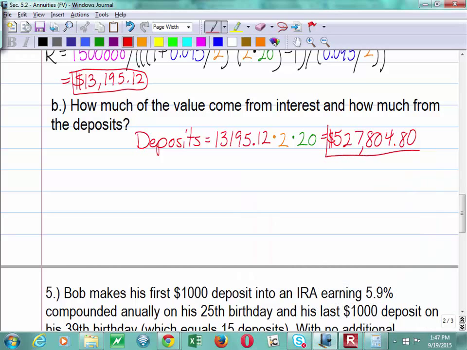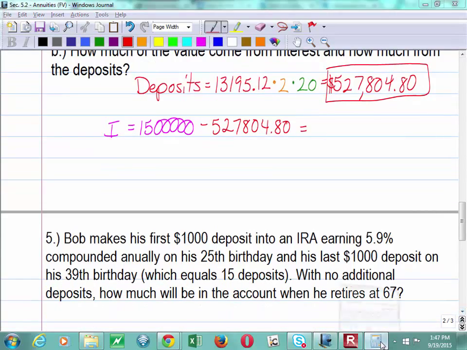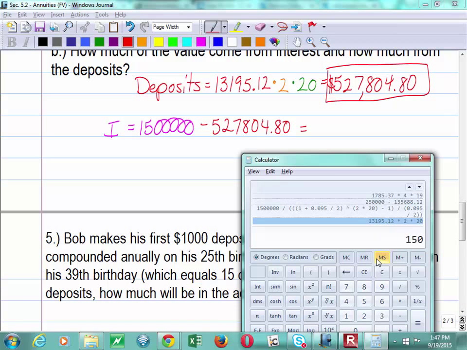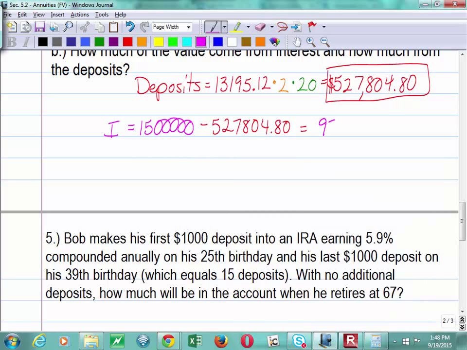Okay, so that's how much is actually deposited. And then the interest would be the total amount minus the amount that was actually deposited. $972,195.20. So this person really almost tripled their money.